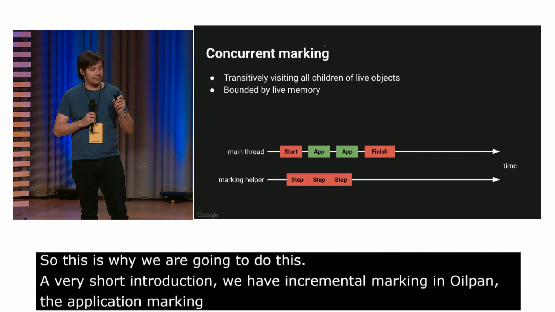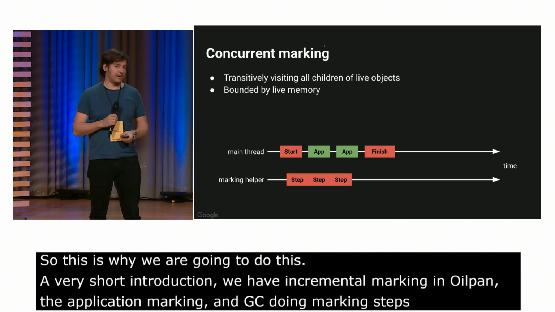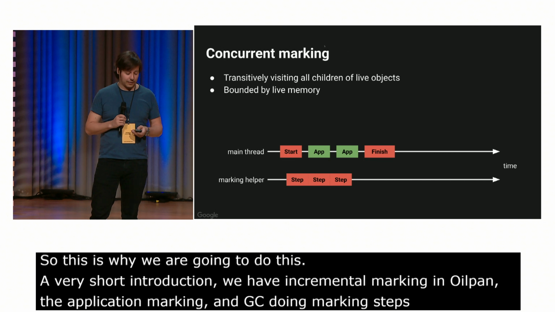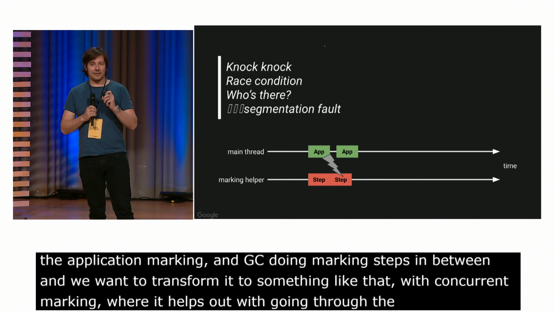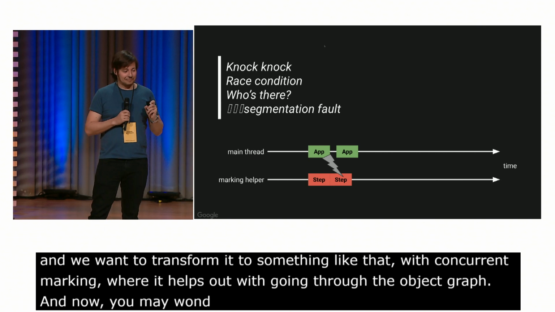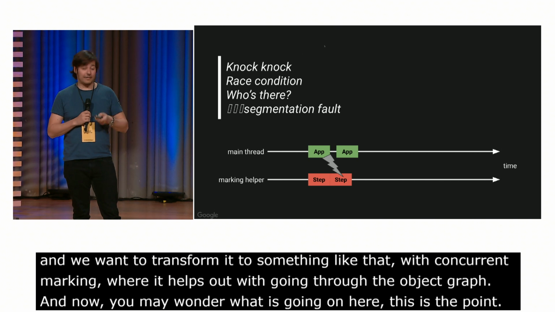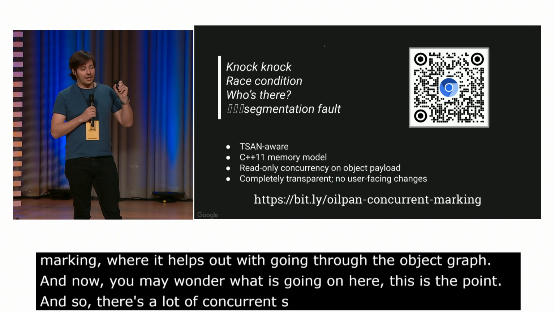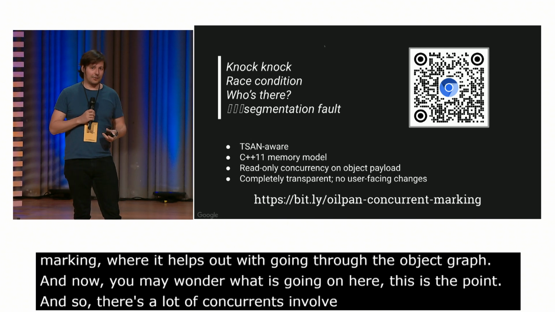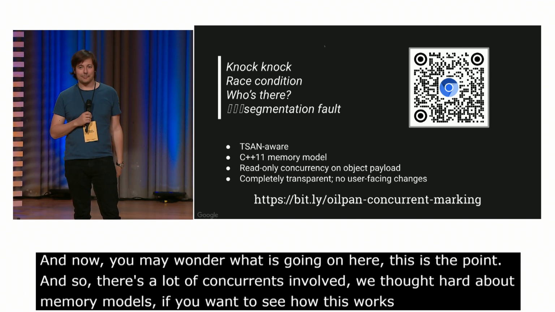And we want to transform it to something like this with concurrent marking, where some marking helper thread or task essentially helps out with going through the object graph. Now, you may wonder what's going on here. This is the point. There's lots of concurrency involved, and we thought hard about memory models and so on. So if you want to take a look and see how this can work out, check out the design doc, give comments, and give us feedback. And yeah, this is what will happen. Thank you.